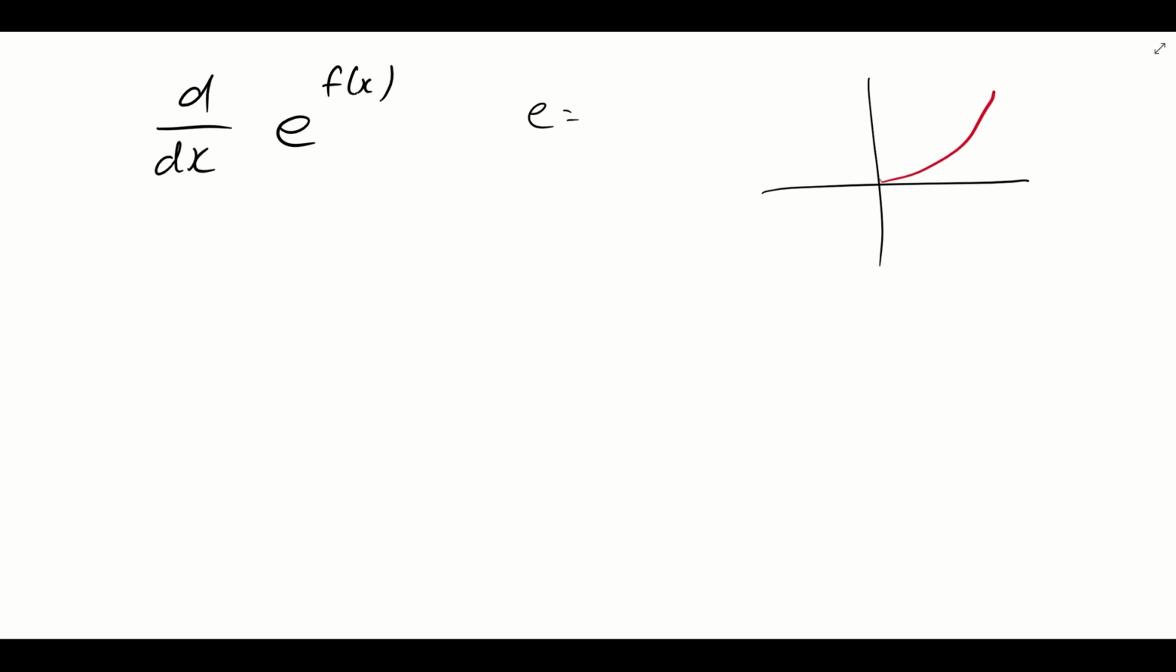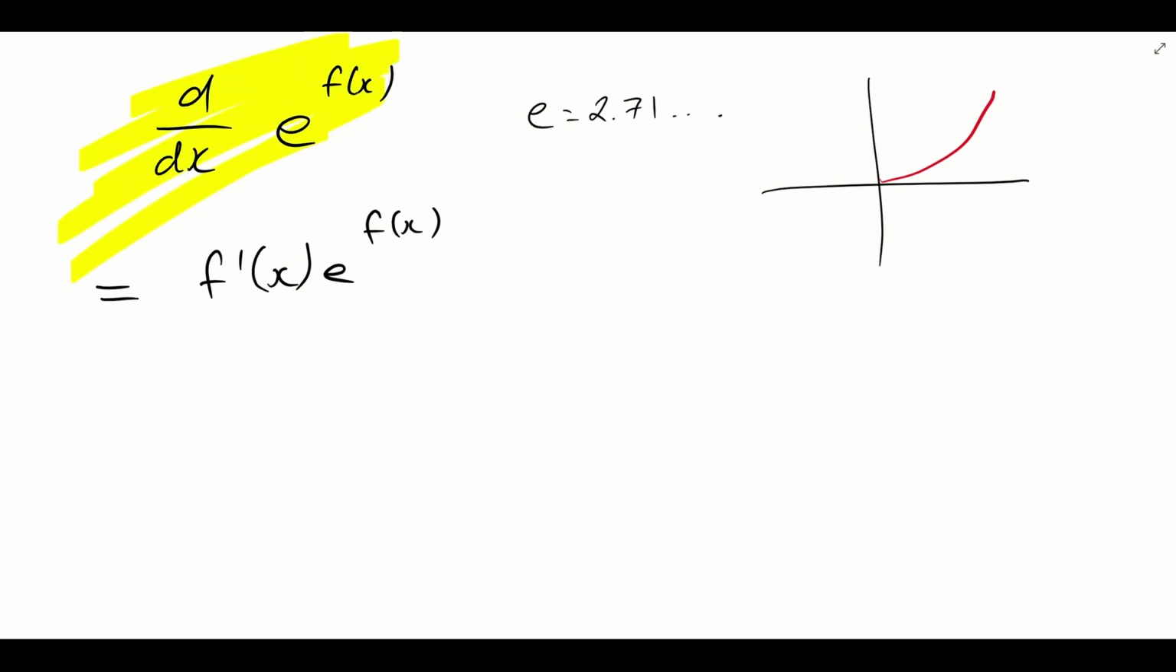E is equal to, I think it's 2.71 or something, okay? But the key takeaway is that it's just a number, okay? And the important thing to note here, without going into too much detail, is that the derivative of e to the power of f of x is just equal to the derivative of f of x times e to the power of f of x. So this here is an important formula to know.